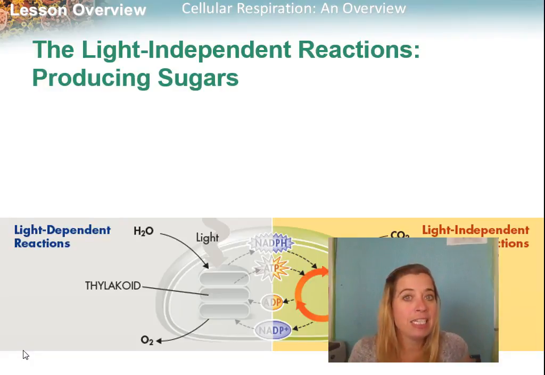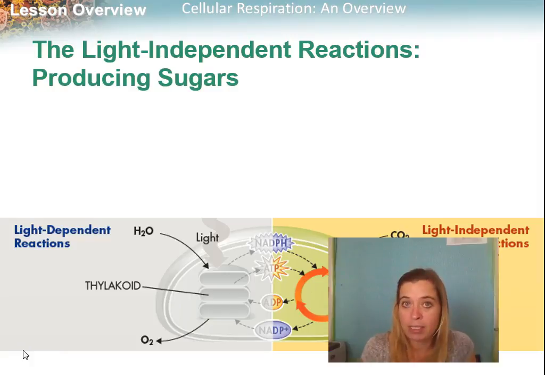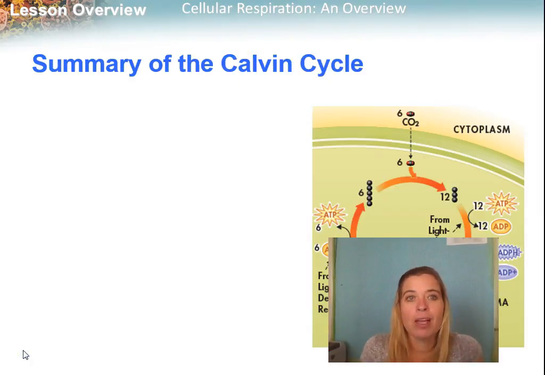The light-independent reactions are where the sugars are actually produced. That's where CO2 comes in and is bonded to other CO2 molecules in a cycle pattern until eventually a 6-carbon glucose can be produced. However, it doesn't happen that quickly nor that easily. So what do you have to know about the Calvin cycle?